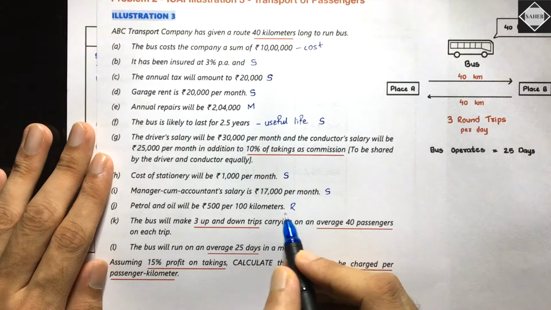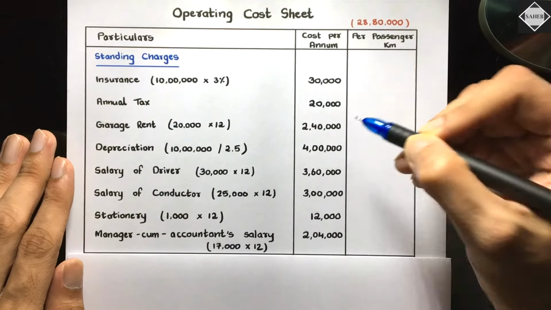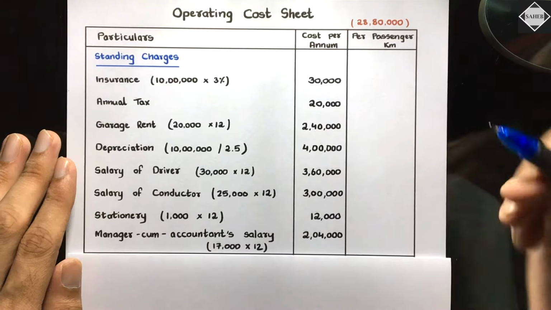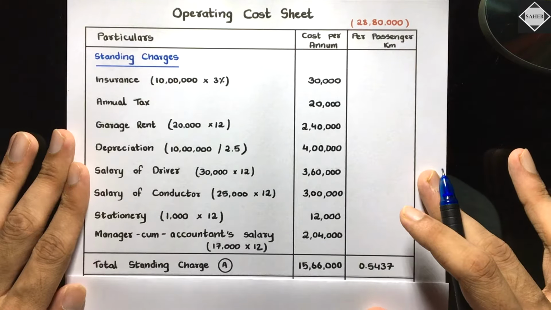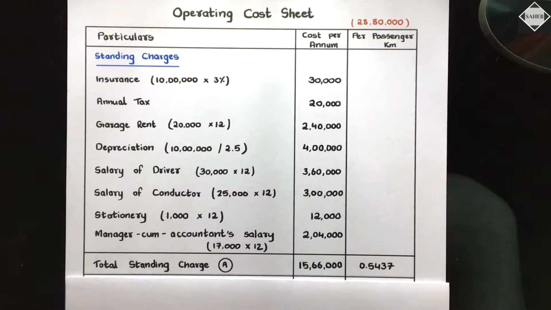Fine. Okay. So now we have to make a sum. 30,000 plus 20,000 plus 2,40,000 plus 4 lakh plus 3,60,000 plus 3 lakh plus 12,000 plus 2,04,000. That is equal to 15,66,000. This will be called as total standing charge, total fixed cost.